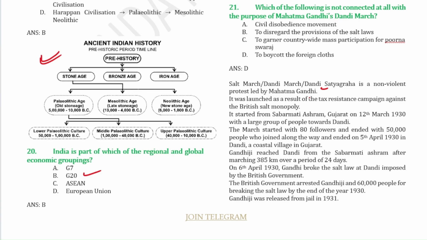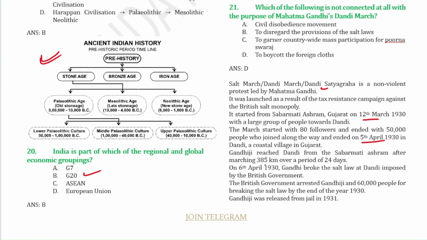This Satyagraha was launched as a result of the tax resistance campaign against the British salt monopoly. The starting date and the ending date are important. This march started on 12th March 1930 and it ended on 5th April 1930.